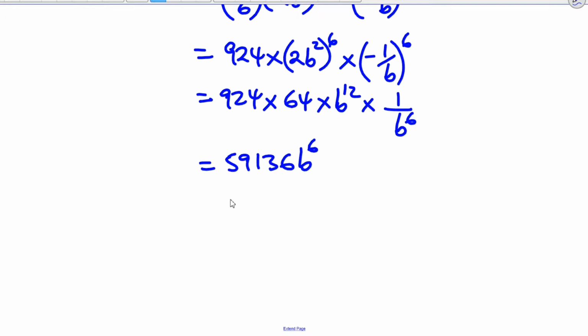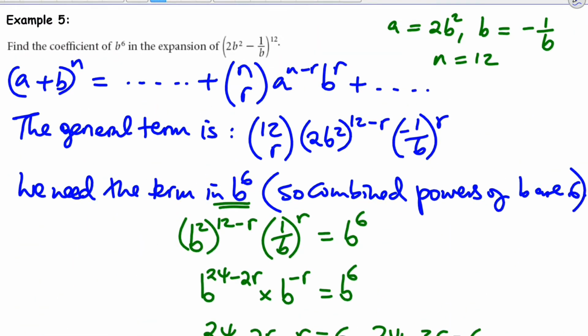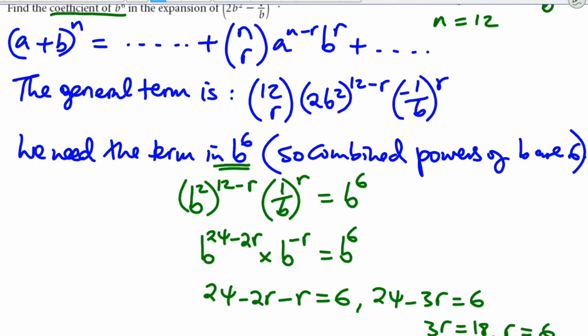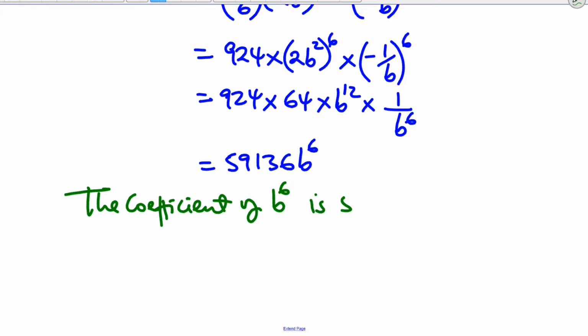All right, and therefore to answer the question, because the question is asking to find the coefficient of b to the power 6, the coefficient of b to the power 6 is 59,136.